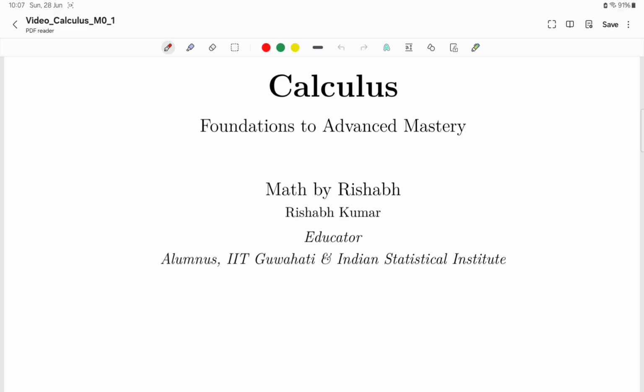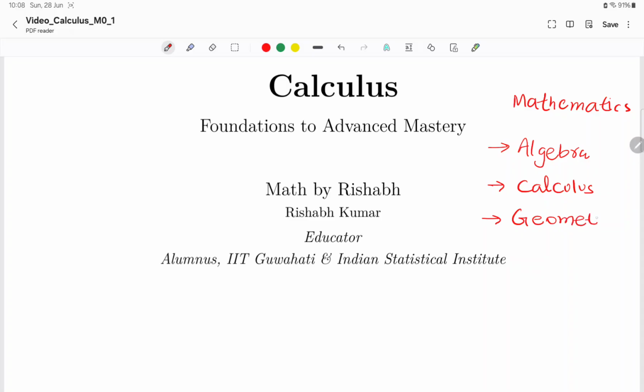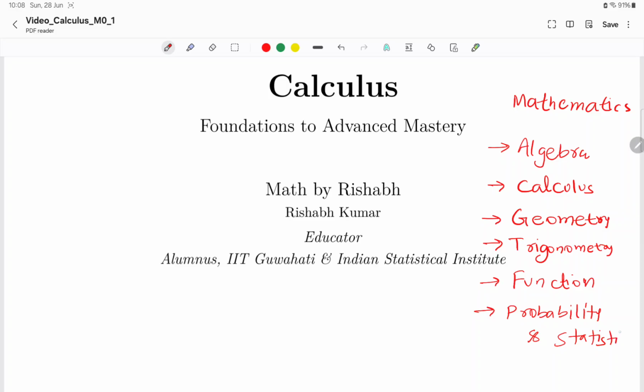As you know, mathematics can be divided mainly into five to six sections. One of the major portions is algebra. Another is calculus. Third, you can call geometry, or geometry and trigonometry, and vector and 3D, which you can also include or make a different section. Apart from this, the other sections are functions, and probability and statistics. We will learn each of them in great depth.